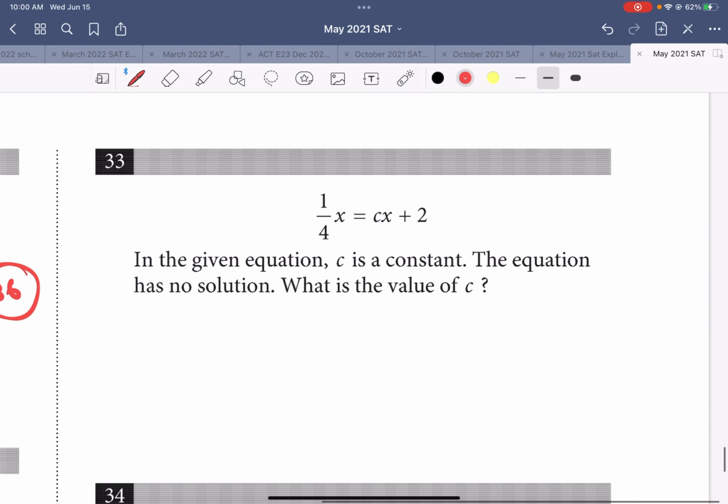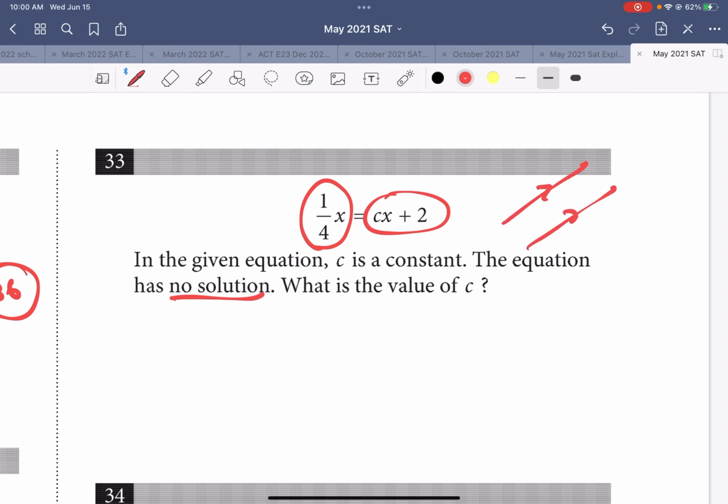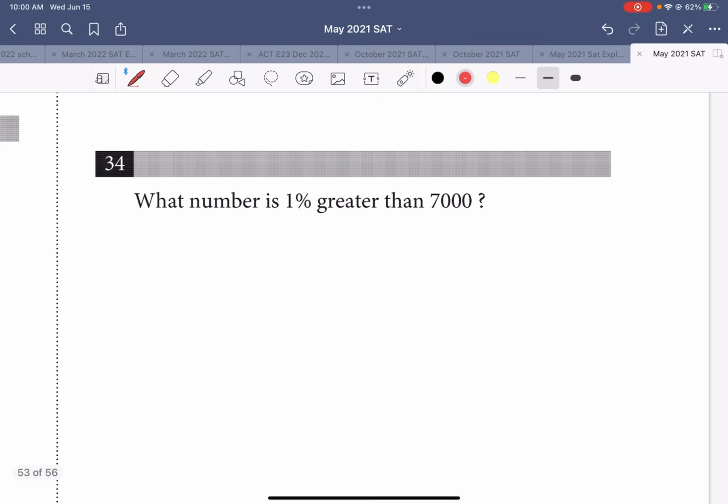Number 33. In the given equation, C is a constant, and the equation has no solution. So if you look at the left-hand side and right-hand side, those are two linear equations. For two linear equations not to have any solution, no intersection, their slopes should be the same. So C is 1 over 4. That's it. And this one has a y-intercept of 0, and this has a y-intercept of 2. So different y-intercept, same slope, then they're not going to have an intersection, which means no solution. So C is 1 over 4. Okay, same slope.